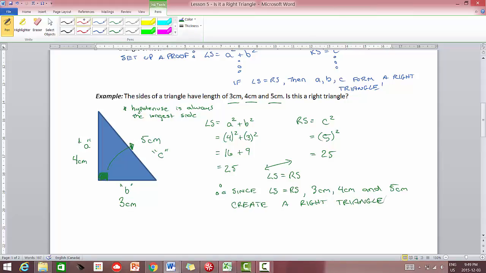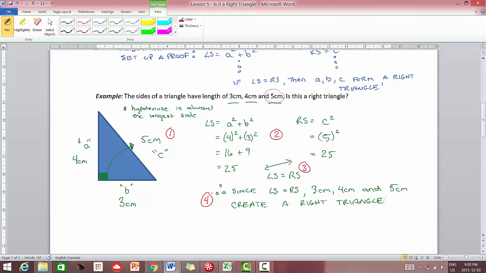Okay, so all the steps that we've had here. 1, draw out a triangle and find out which side is which and how we're going to label it. The longest side is always c, and it will always be labeled with the largest number. Second, set up our proof, left side and right side. Then evaluate and decide: does the left side equal the right side? To finish off, give a concluding statement. Therefore, since left side equals right side, 3 centimeters, 4 centimeters, and 5 centimeters create a right triangle.